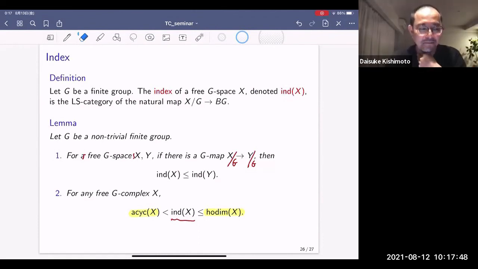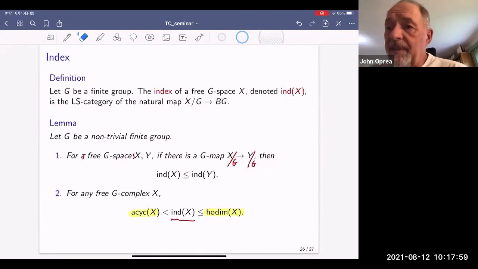Yes, thanks. Of course this index is closely related to pi 1 category of something. Well, that's what cat 1 is basically. Okay, yes, same thing. That's right.